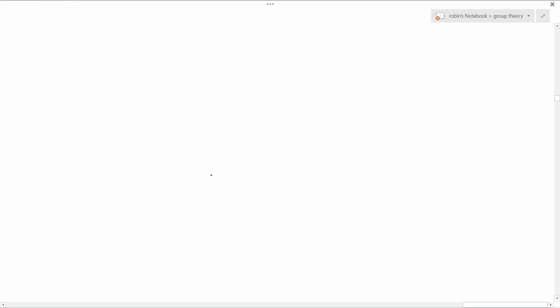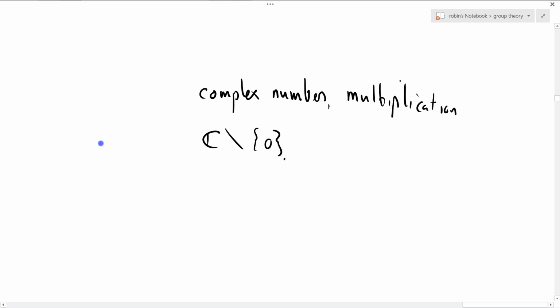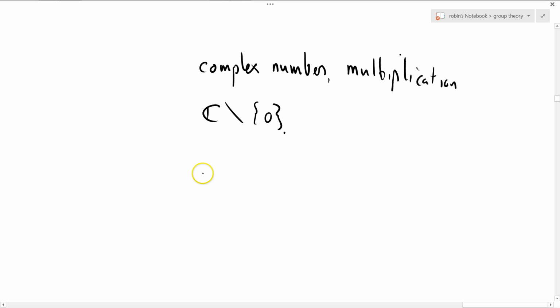Okay, I'm recording. I'm going to talk about complex numbers under multiplication. And I'm going to show that this is a group, or at least the complex numbers without zero. So we're considering the set of complex numbers without zero, because of course zero doesn't have an inverse. Okay, well let's just define complex multiplication.